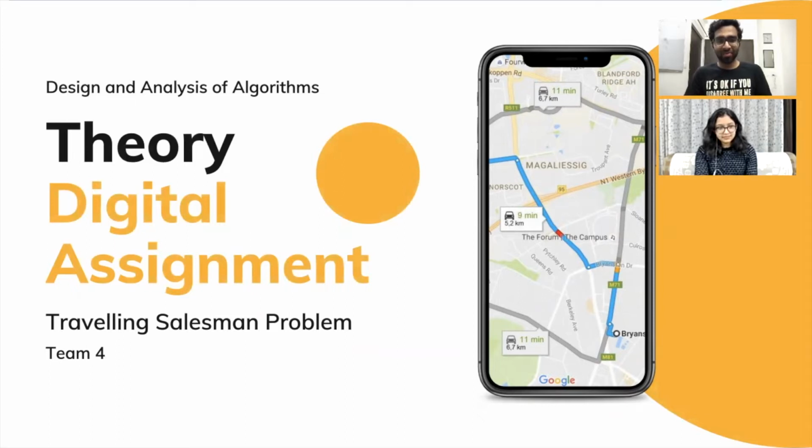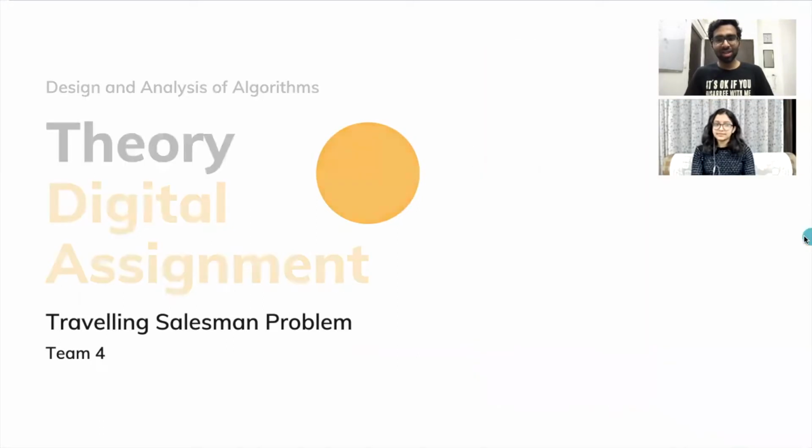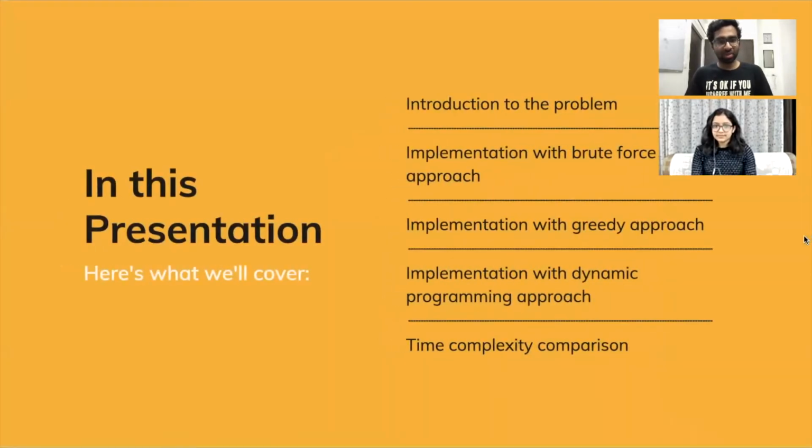And the problem that we have tried to tackle is the traveling salesman problem. Our team number is team 4, and in my team, I have me, Mohammed Zuberi, Gauri Gupta, Shravan Prakash, Sai Aravind, and Raswanth. So we have chosen to tackle the traveling salesman problem, and these are the points that we will be covering throughout our presentation.